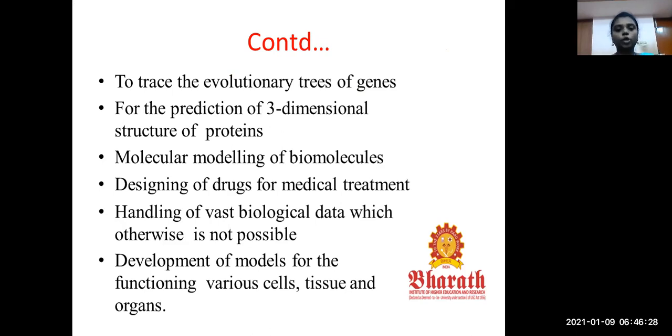And the molecular modeling of biomolecules, then designing of drugs for medical treatment, and also handling of vast biological data which is otherwise not possible. If it were not for this bioinformatics field, we would not be able to handle that much biological data, right? It cannot be kept in hard copy, or we cannot enter the data manually. So this informatics is much needed. So handling of vast biological data, which is not possible with common entry, and development of models for the functioning of various cells, tissues and also organs.